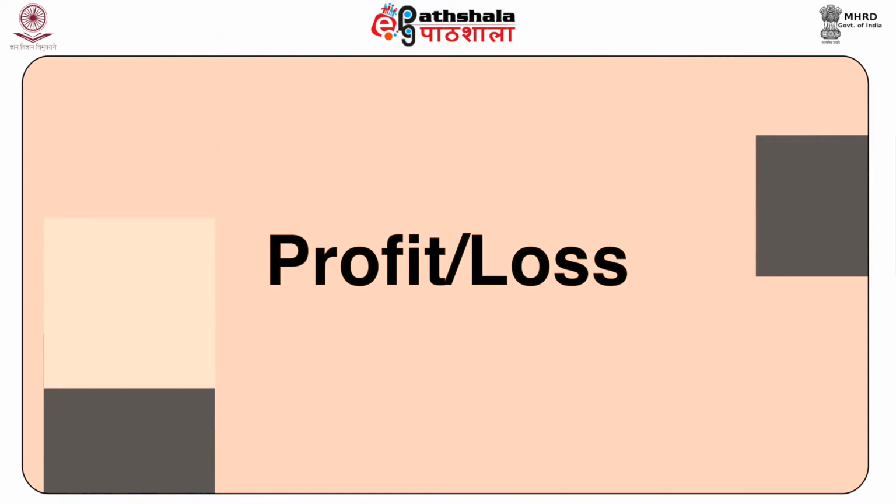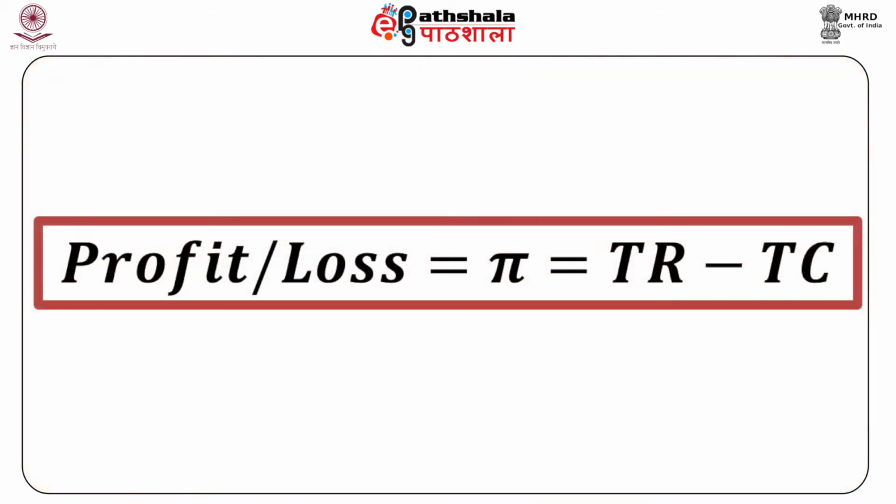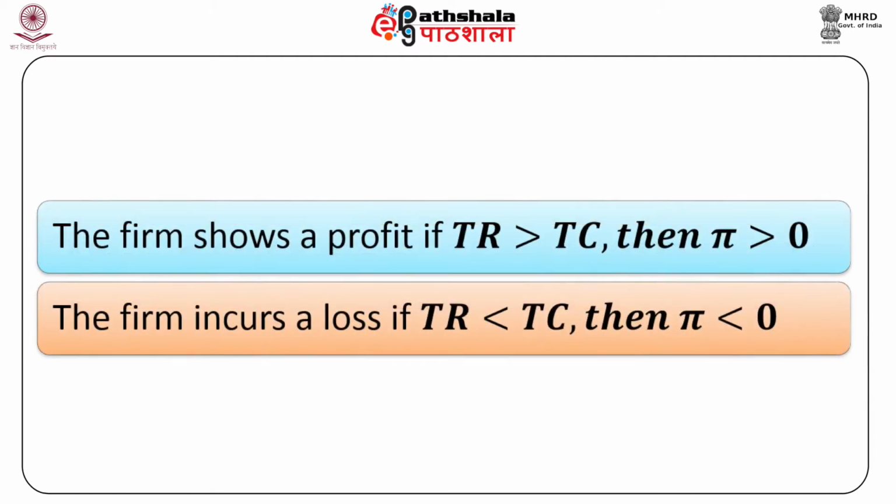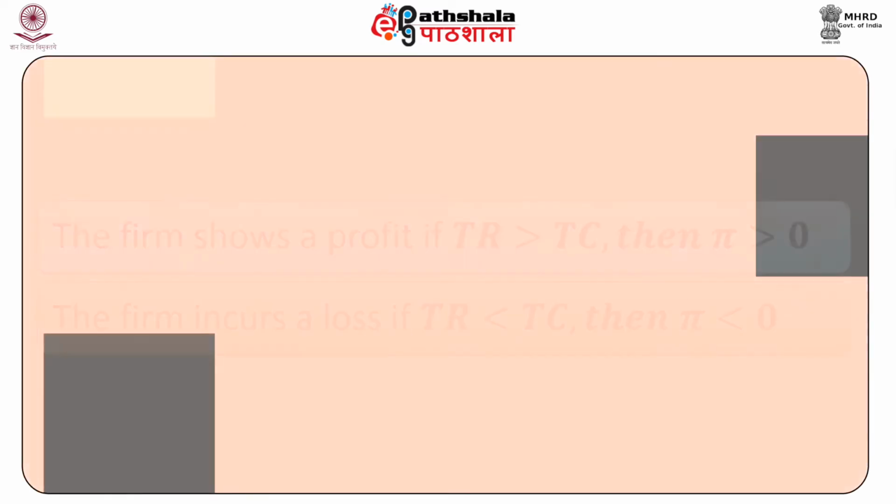Profit or loss. Profit means the positive difference between the total revenue and the total cost of a firm, and loss means the vice versa. Profit or loss, thus, is equal to pi, which equals TR minus TC. The firm shows a profit if TR is greater than TC, because then pi will be greater than 0, and the firm incurs a loss if TR is less than TC, because then pi will be less than 0.